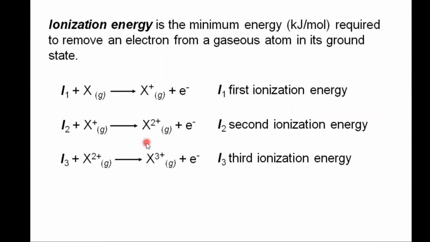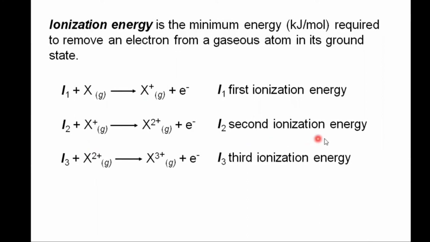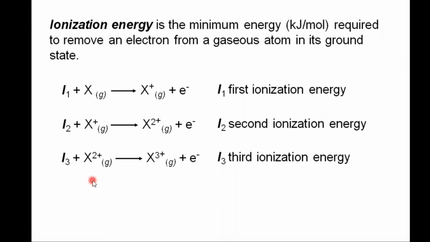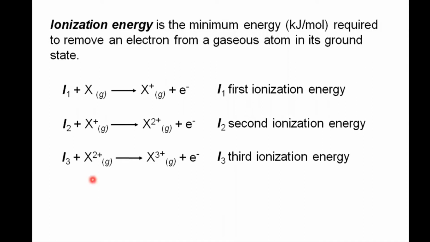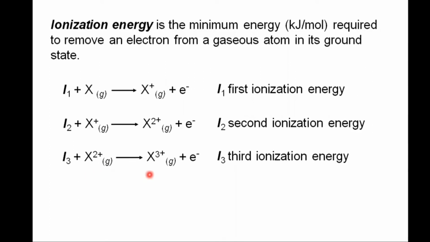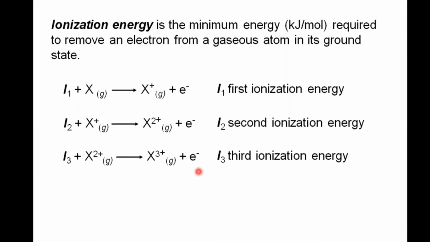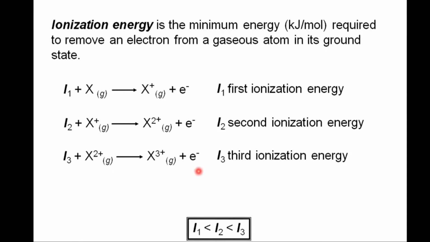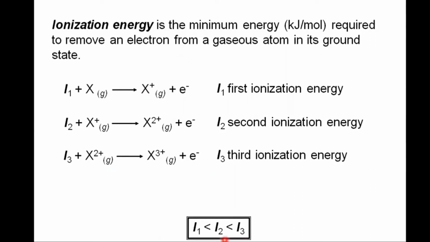When you try to remove a second electron from this cation, this is called the second ionization energy. Also, there exists the third ionization energy, which is the removal of a third electron from a dipositive cation species. After removing 3 electrons, it becomes X3+ and 1 electron is further removed. So the general trend is that the third ionization energy is greater than the second, and the second is greater than the first.